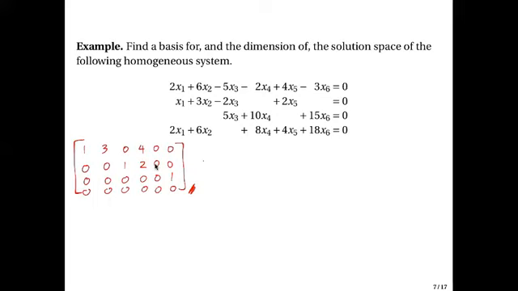So you have x1 plus 3x2 plus 4x4 equals 0. For the second equation, we have here x3 plus 2x4 equals 0. And then for the third equation, we just have x6 equals 0.